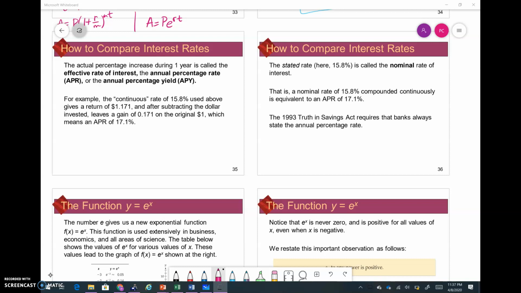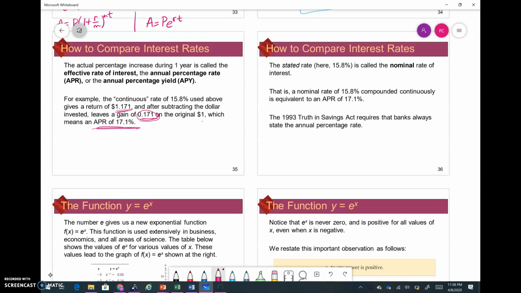So on the last example, that continuous rate of 15.8% used above gives a return of 1.171. And after subtracting the original dollar invested, that leaves us with a gain of 0.171, okay, on the original dollar. So that means this gain is your APR of 17.1%.